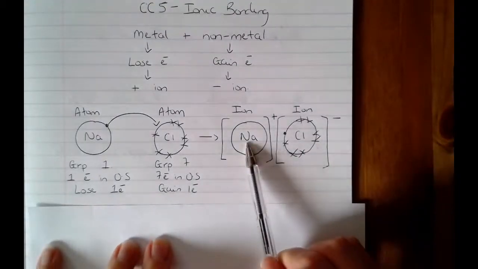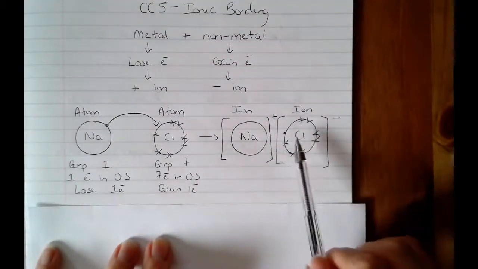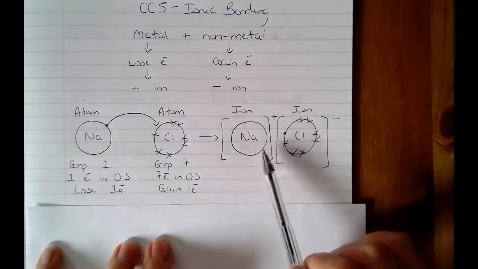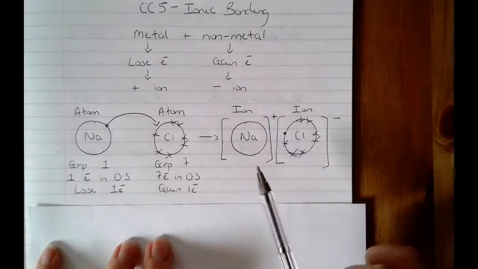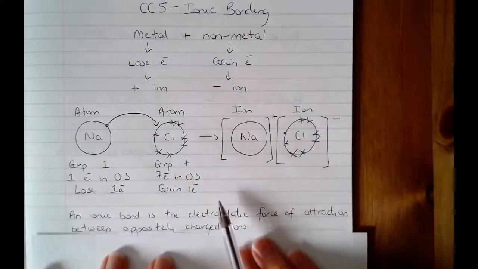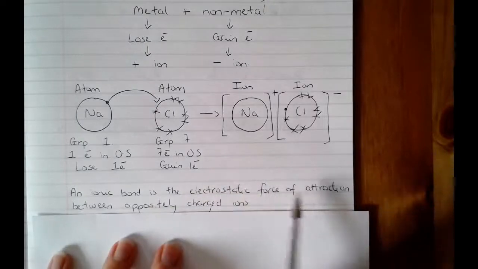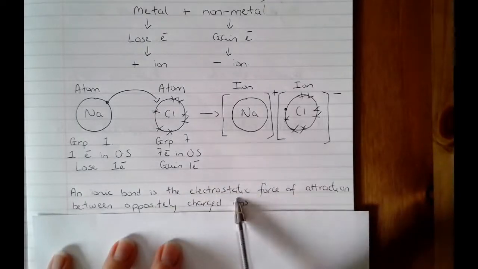Because you've got something positive and something negative, there's going to be an attraction between the 2 ions. And this attraction is called the electrostatic attraction. The definition for an ionic bond is as follows. An ionic bond is the electrostatic force of attraction between oppositely charged ions.